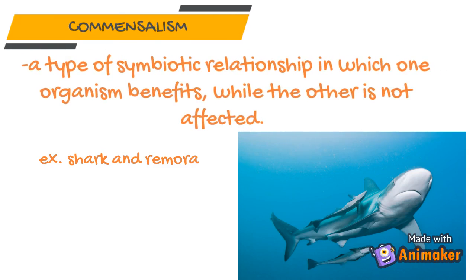Then we have commensalism. A type of symbiotic relationship in which one organism benefits, while the other is not affected. An example of this is the relationship that exists between a shark and a small fish called remora. The remora attaches itself to the shark's body, gets a free ride, and feeds on scraps of food left over by the shark. The shark, however, is not affected by the remora.